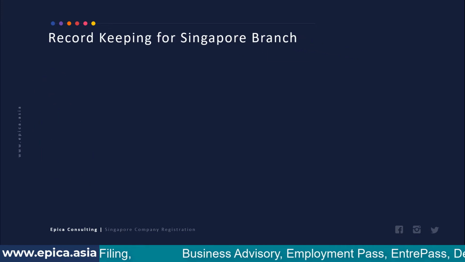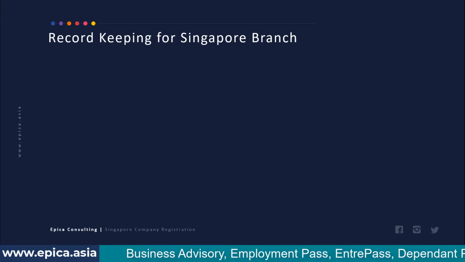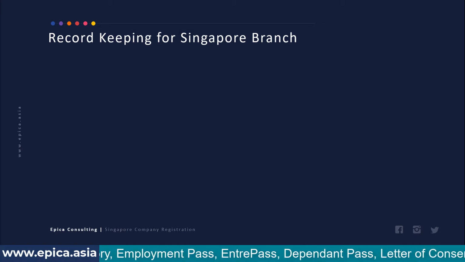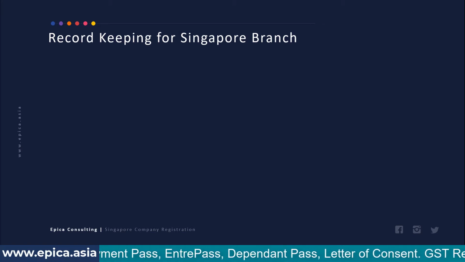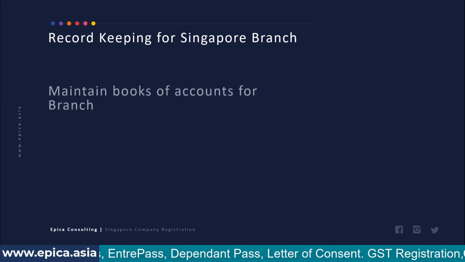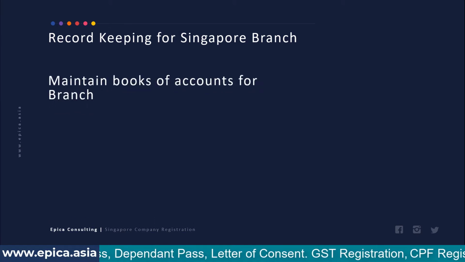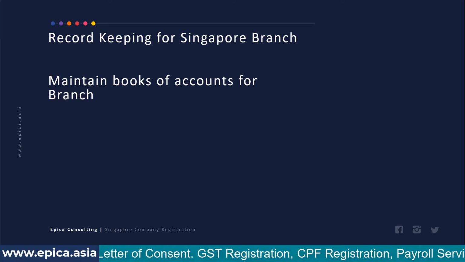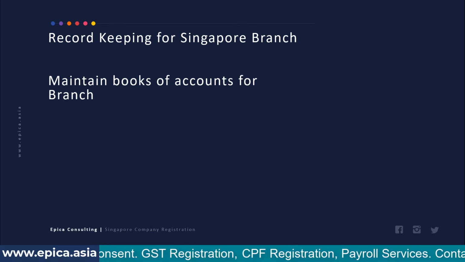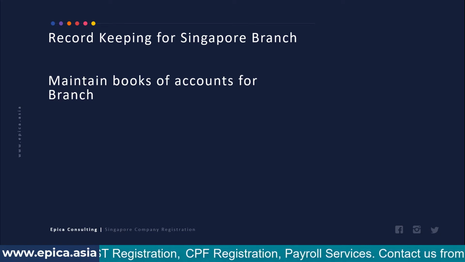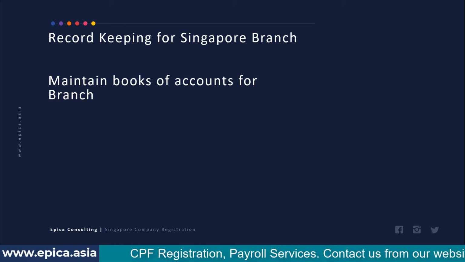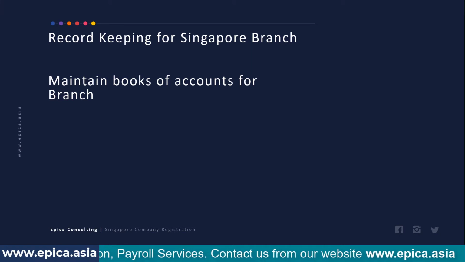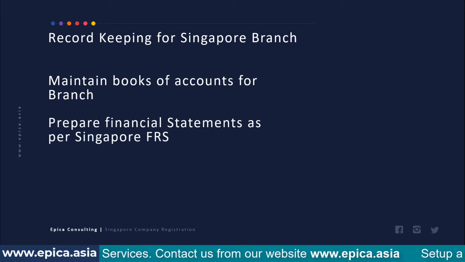So moving on to the next slide, first we will have a look at what are the record keeping requirements for a Singapore branch so far as accounting records go. The first thing that a Singapore branch is required to do is to maintain proper books of accounts as per the Singapore Companies Act. This should not be very difficult to understand because in most countries maintenance of books of accounts is a requirement, and the same thing you are required to do here.